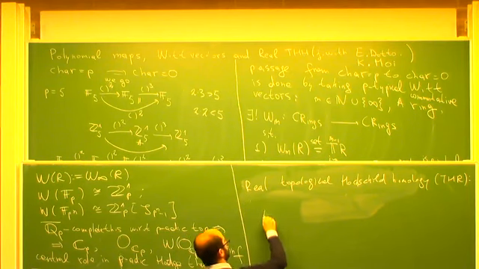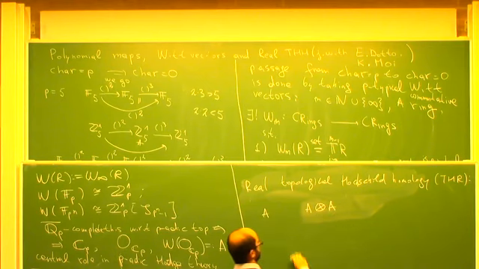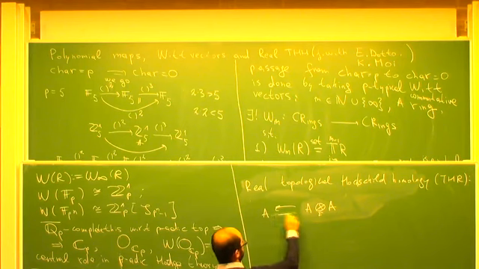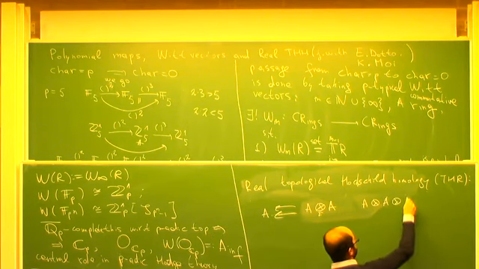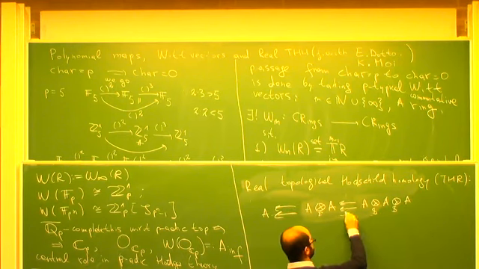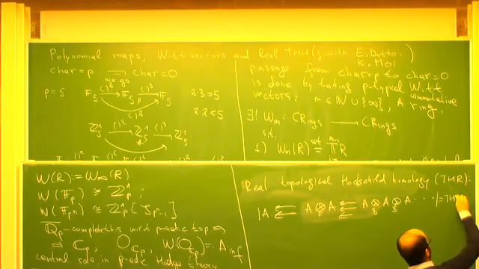Okay, so just to remind you how you define ordinary THH or also HH. Tensor always means tensor over the sphere. You take, for example, the cyclic bar construction, with certain maps here that I don't want to recall, and then you take its geometric realization, and this is the HH of A.